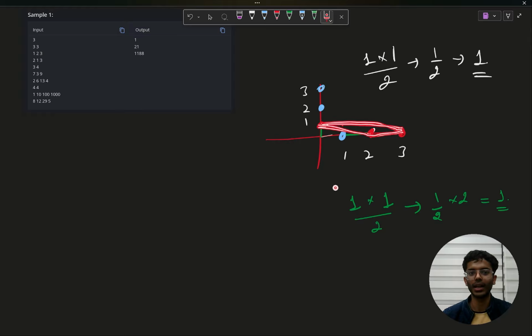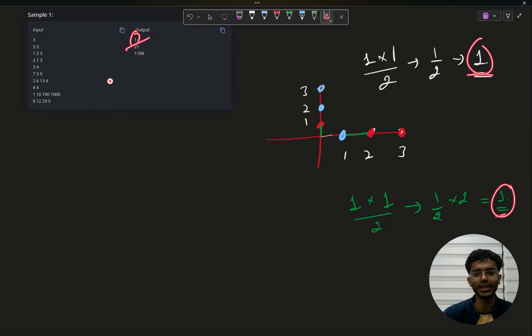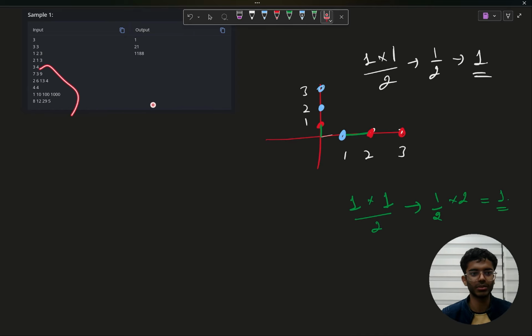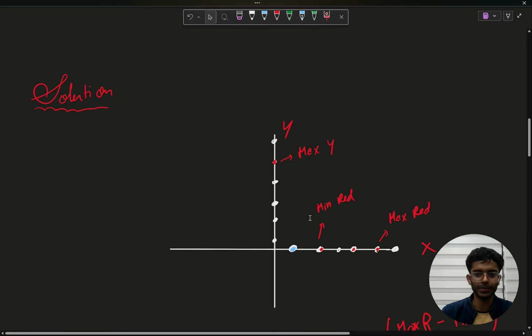Right? And if you multiply both of them by 2, the answer would be 1, which is the minimum possible in this case. Now you can just try out the other cases by yourself. I'm not going to discuss them, but let's move to the solution.